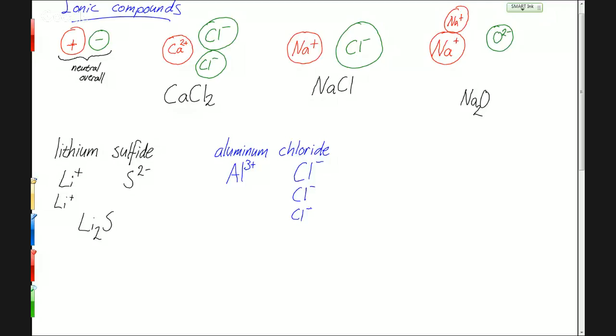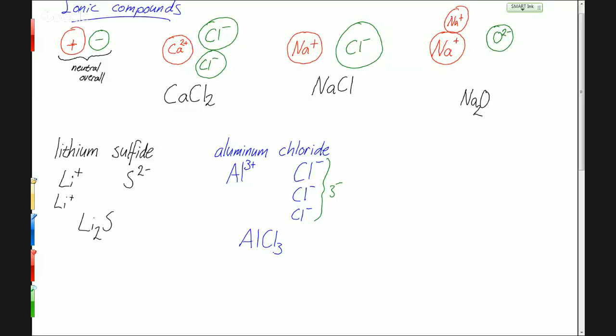Right, because we need 3. If we're going to have 3+ from the aluminum, we need 3- from the chlorine, from all the chlorides. So we can say that overall, these all together are 3-. Now we've got 3+, 3-. That works. The way we express that in a formula then is AlCl3.